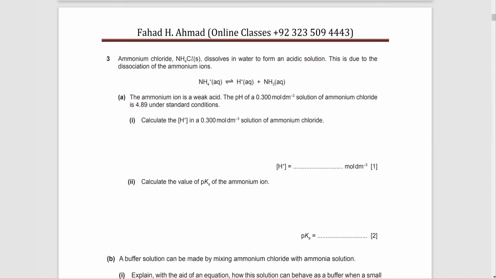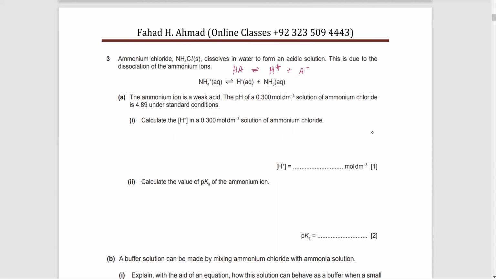You have ammonium chloride, which dissolves. As the last one, is that clear for everyone? Aisha, is this clear? Sarah? Yes, sir. So the next one is you're given ammonium chloride and it dissolves in water to form an acidic solution. This is due to the dissociation of ammonium ions. So this is behaving as a weak acid. It's the same equation. HA breaks down, produces H plus 1 ion and some other ion. We don't ignore even the charge on this A.